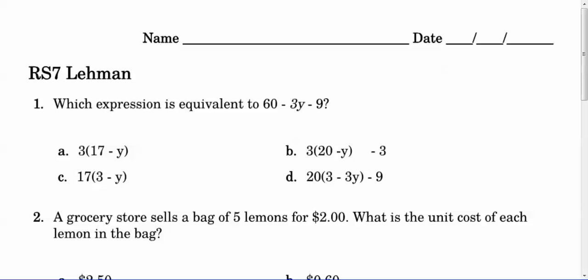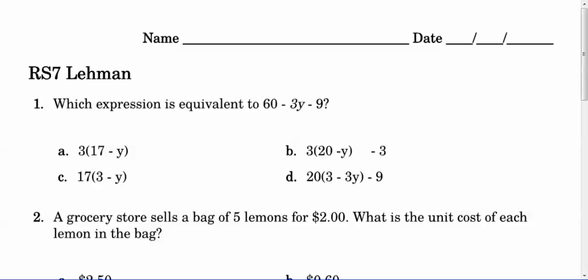Lehman. I'm here doing review session 7 today, and these questions are from 2018, the New York State Grade 6 math test, and actually I've included a few from 2017 because we've covered all of the 2018 released questions after this one. So anyway, the first question here says which expression is equivalent to 60 minus 3y minus 9?